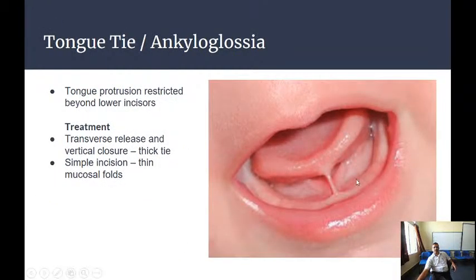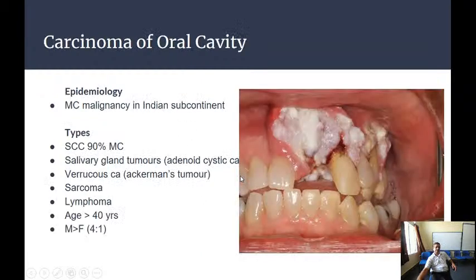And there is another condition which is called the tongue tie, which restricts the movement of the tongue, and so you cannot project it. So their treatment is very simple. It's only the mucosal band. You just make a cut into the mucosal band if it is a little thick. It is cut horizontally, slit and sutured vertically, so that mobility of the tongue is perceived. Then carcinoma of the oral cavity, there are various other benign and malignant conditions.